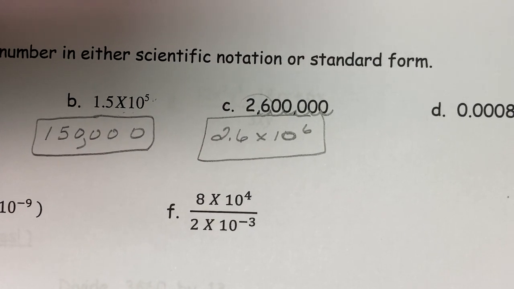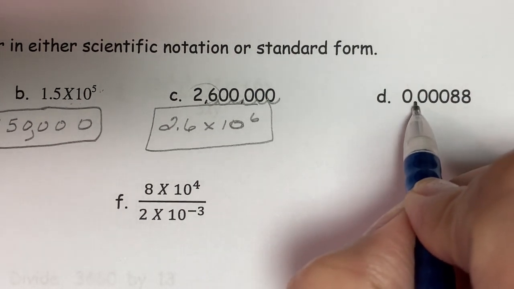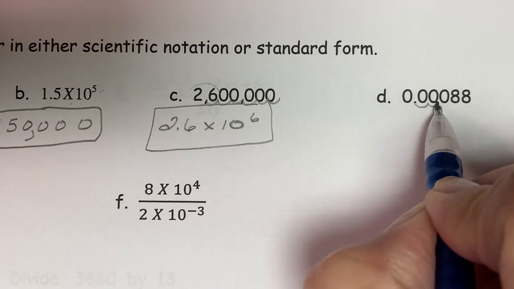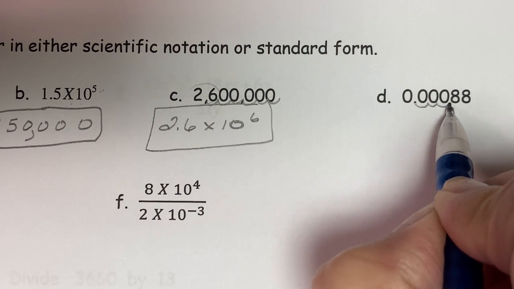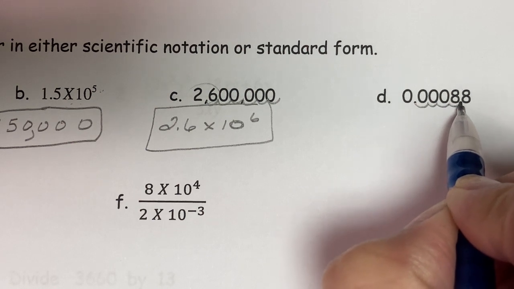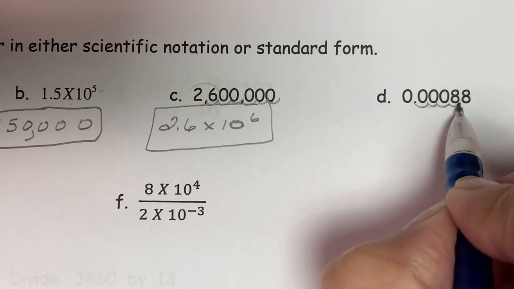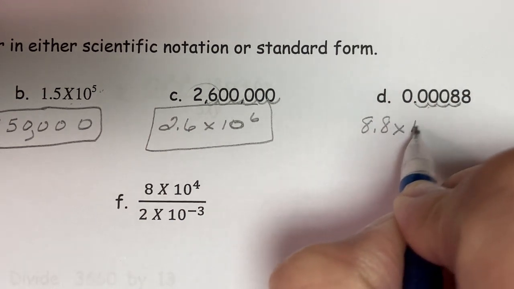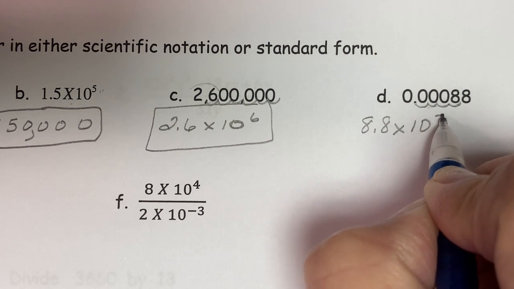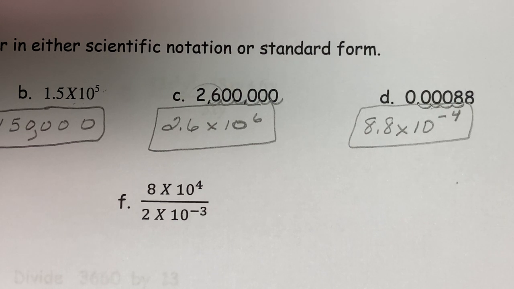For D, again, you're looking at a small number. We're going to move our decimal to the right until I get to a number between 1 and 10. So 1, 2, 3 places gives me 0.88. That is smaller than 1, so I'm not there yet. 4 places gives me 8.8. There's my a, my number between 1 and 10. So it's going to be 8.8 times 10 to the negative 4 power.